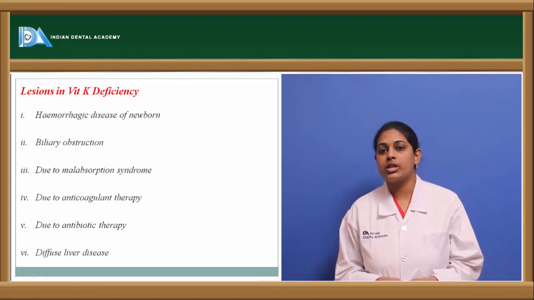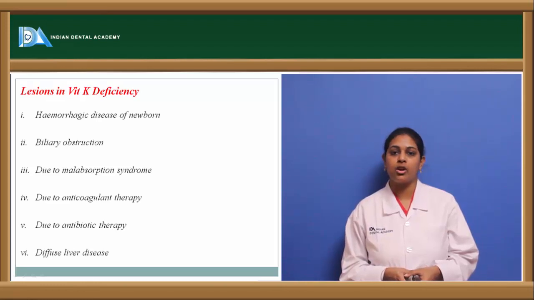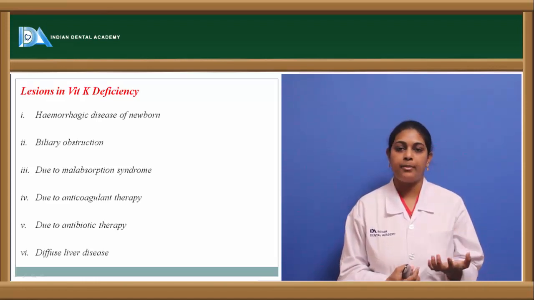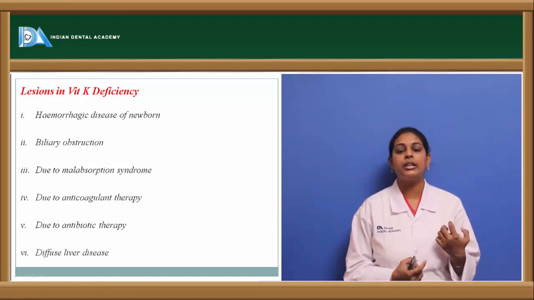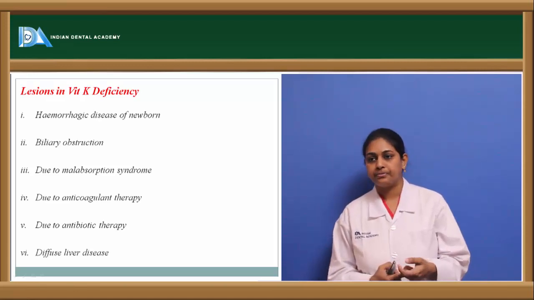Coming to the lesions associated with vitamin K deficiency, we see that vitamin K deficiency might result in hemorrhagic disease of the newborn, since vitamin K is associated with the clotting factors and the maintenance of the carboxylation reaction. So any deficiency in vitamin K might result in altered coagulation cascade reactions, thereby resulting in hemorrhagic disease.